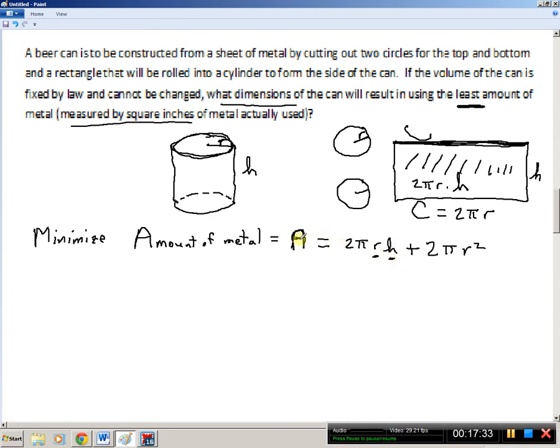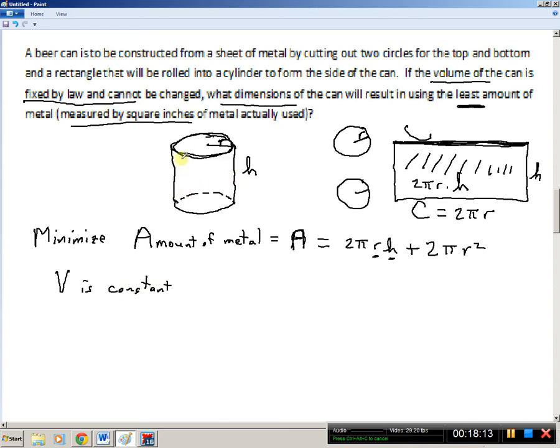So if I'm going to minimize this, I need to look at the graph of it, but right now I can't do that because it's got too many variables. I've got r and h. So I need another relationship among the variables, just like we've always done with word problems. I need another equation that relates r and h. And the clue for that comes from the second sentence that tells us the volume of the can is fixed by law and cannot be changed. So that means the volume of the can is constant. So V is constant, where V is the volume of this can.